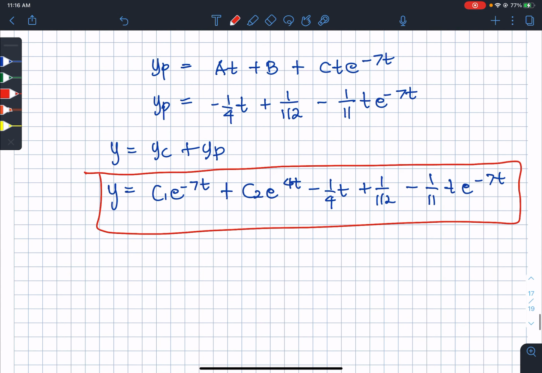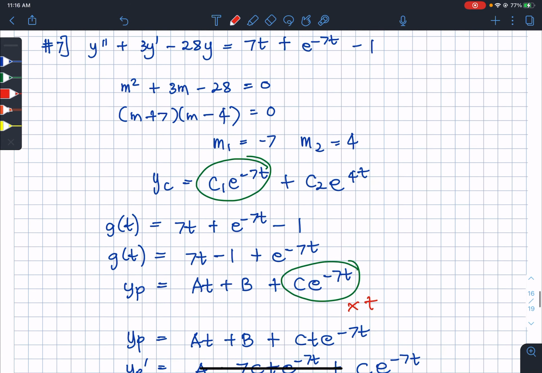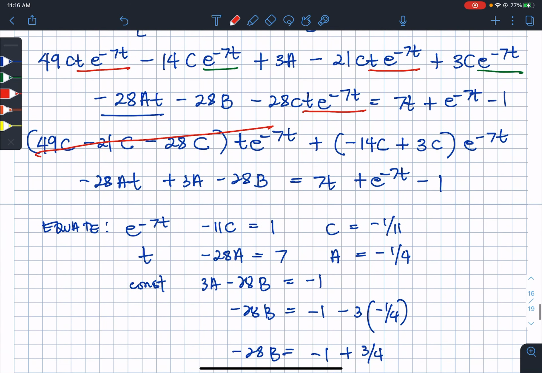I did not double check it anymore, so you may want to double check it on your own, whether I missed something or not. Okay, so that is the method of undetermined coefficients.